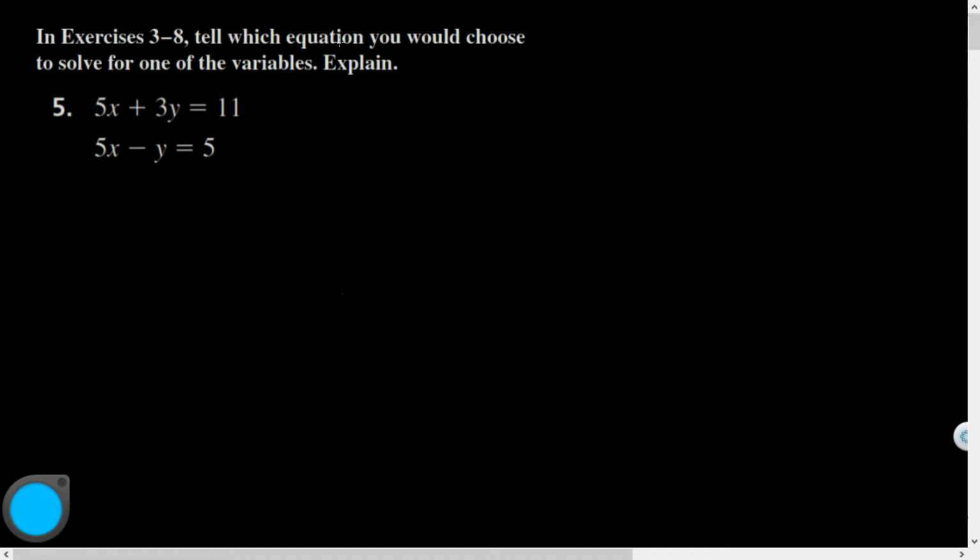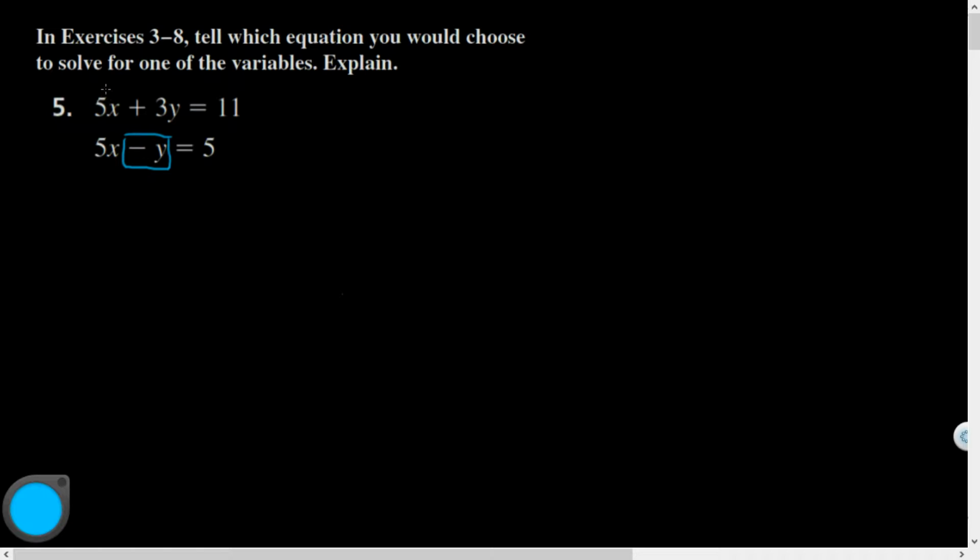All right, so tell which equation you would choose to solve for one of the variables. Explain. So when looking at these two equations and their two unknowns, x's and y's, which one would you aim for? Which one of those four choices? The first equation's x or y, or the second equation's x or y? Second y. Yeah, that's a good choice, right?